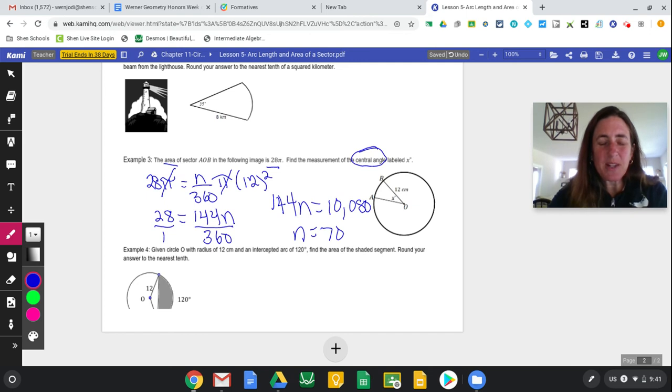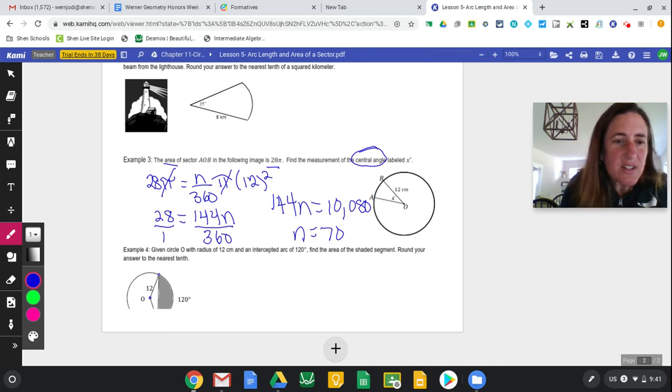Oh, look at this bottom one. Got cut right off there. Darn it. Well, let's try it anyway. It says, given circle O with a radius of 12 and an intercepted arc of 120. So that means this central angle here is 120. Find the area of the shaded segment. Whoa, a piece of the sector is shaded and a triangle in there is not shaded. This actually continues on down here and this is shaded here.